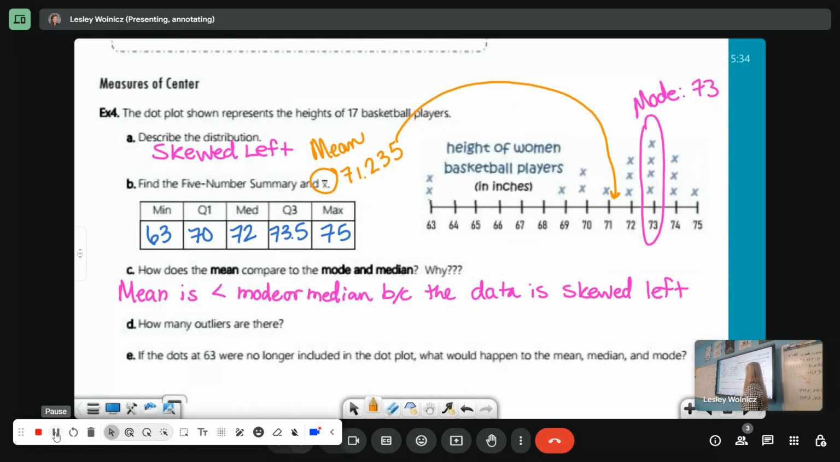Okay, how many outliers have we got? 2. If we removed the dots at 63 and they were no longer included in the dot plot, what would happen to our mean, median, and mode? Well, there's an easy way to find out. You can go to your calculator, go back to Stat, Edit, and you can delete the 63s.